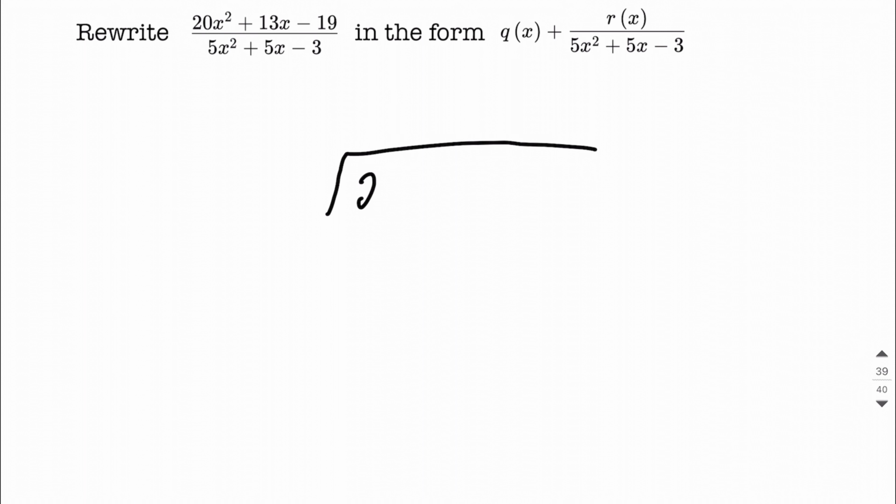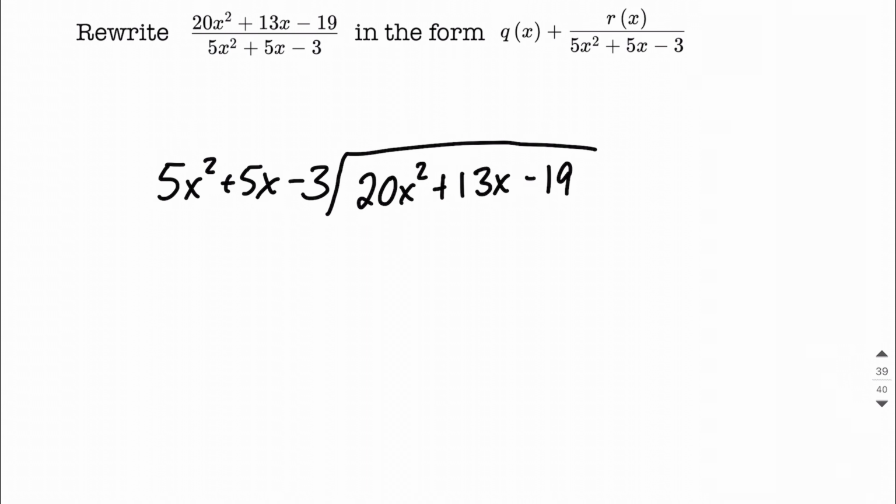We're going to take the 20x squared. It's going to go in the dividend with the 13x minus 19. And then the 5x squared plus 5x minus 3 is going to go out here as the divisor. We didn't skip any powers of x. It's in nice descending order from the beginning here.